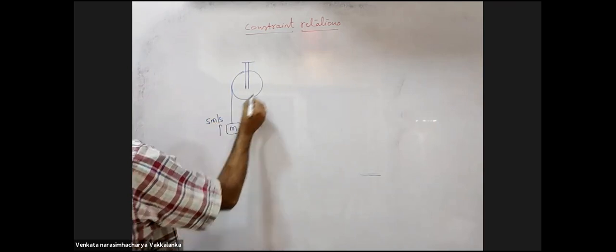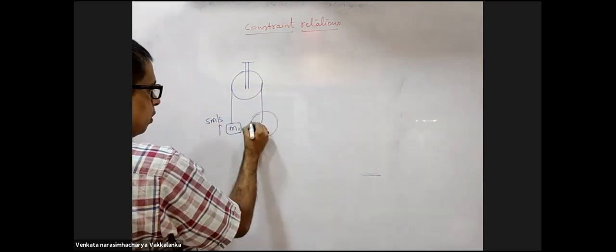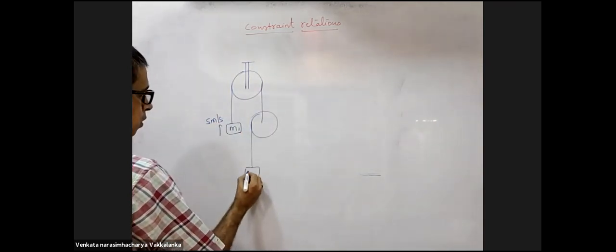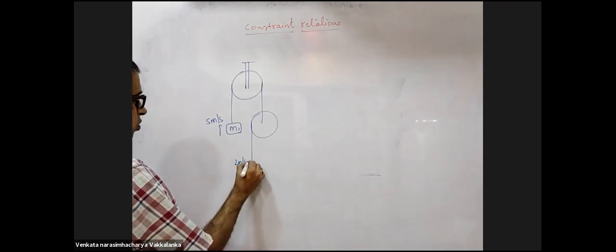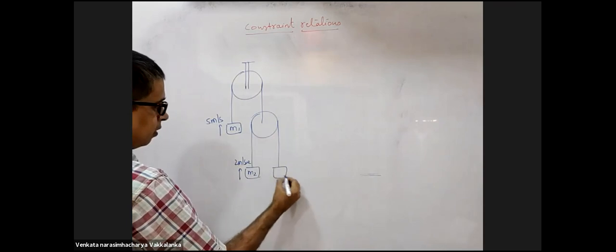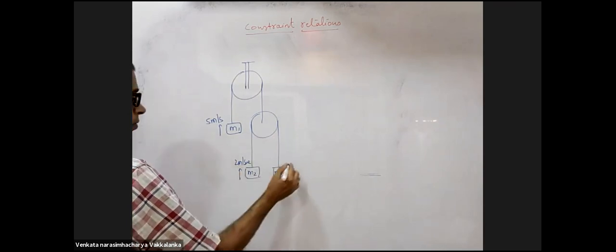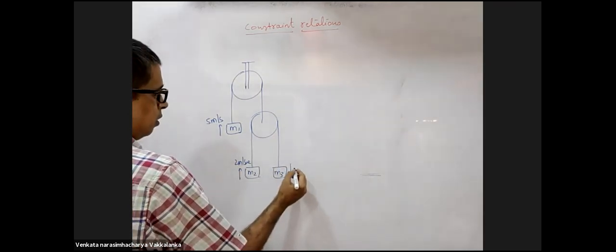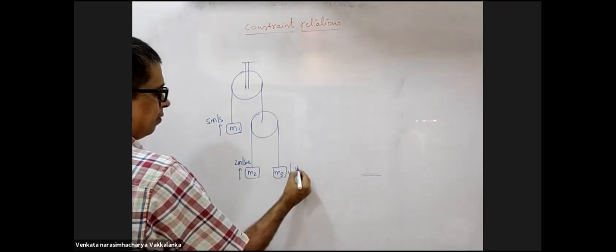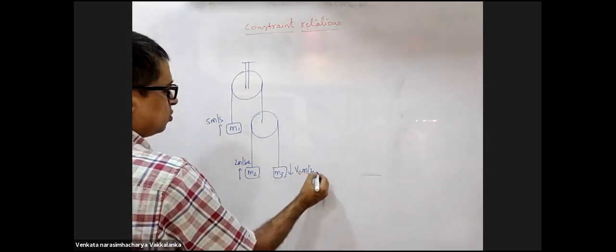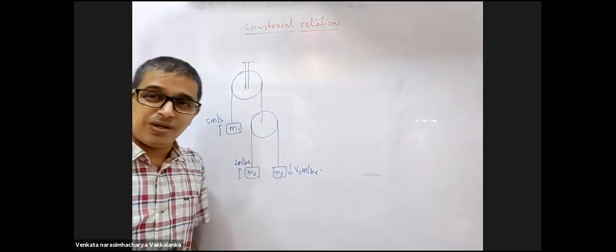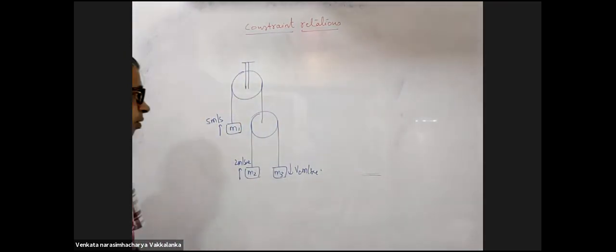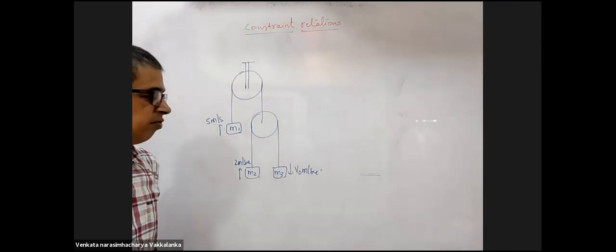Five meter per second. 2 meter per second. V0 meter per second. Find V0. I don't know if I have given feasible numbers or not, but I think you will get it. Don't worry. Find V0.